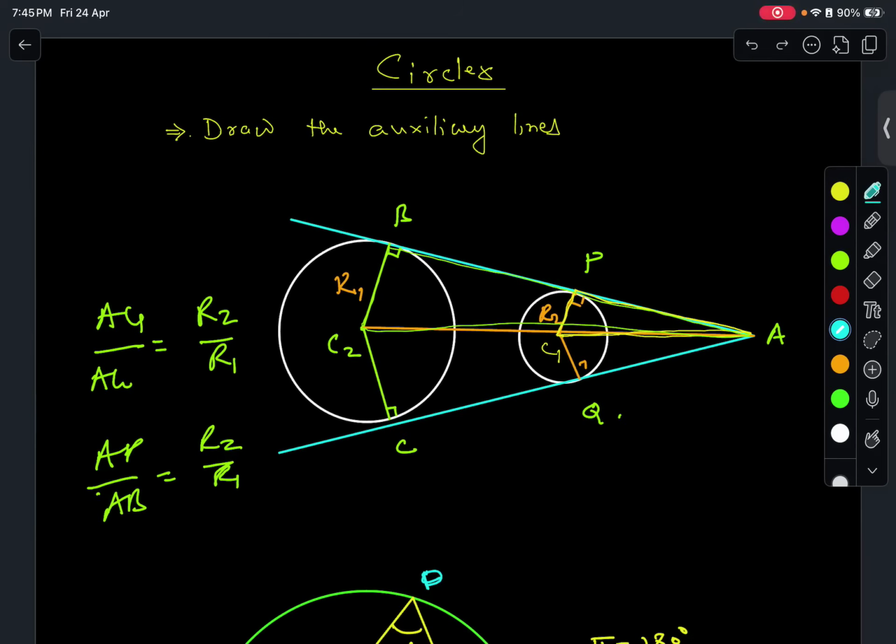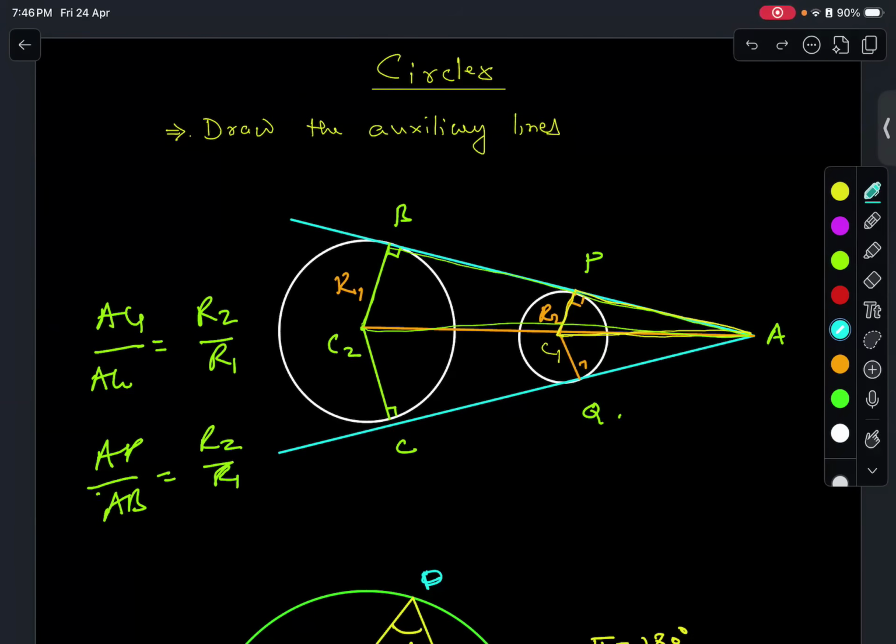So both the triangles are similar. With this similar triangle, we can go with the DCT as well as TCT, direct common tangent as well as transverse common tangent, right? So for the direct common tangent we are getting this, and the same thing we'll get for DCT and TCT also, right?